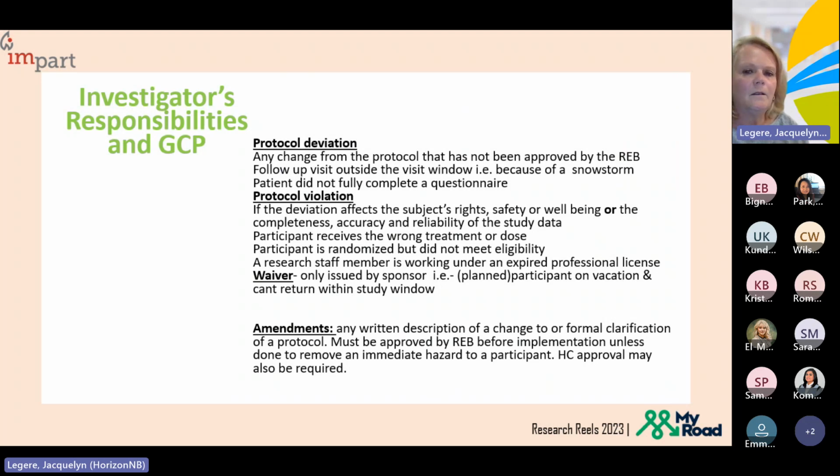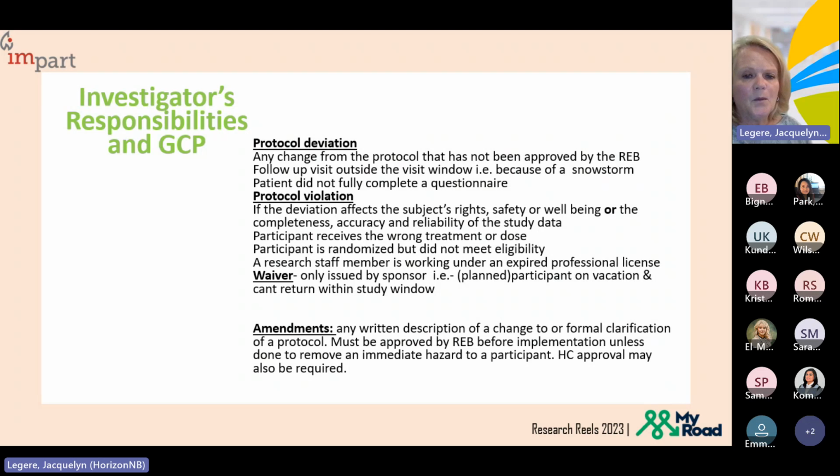Or if they didn't completely fill out a questionnaire. So they typically don't have a potential impact on patient safety. They're just more or less administrative sort of variations or strays from the protocol. A protocol violation, on the other hand, is a little different. A violation is something that veered away from the protocol that does have the potential impact on subjects' safety or their rights or well-being.